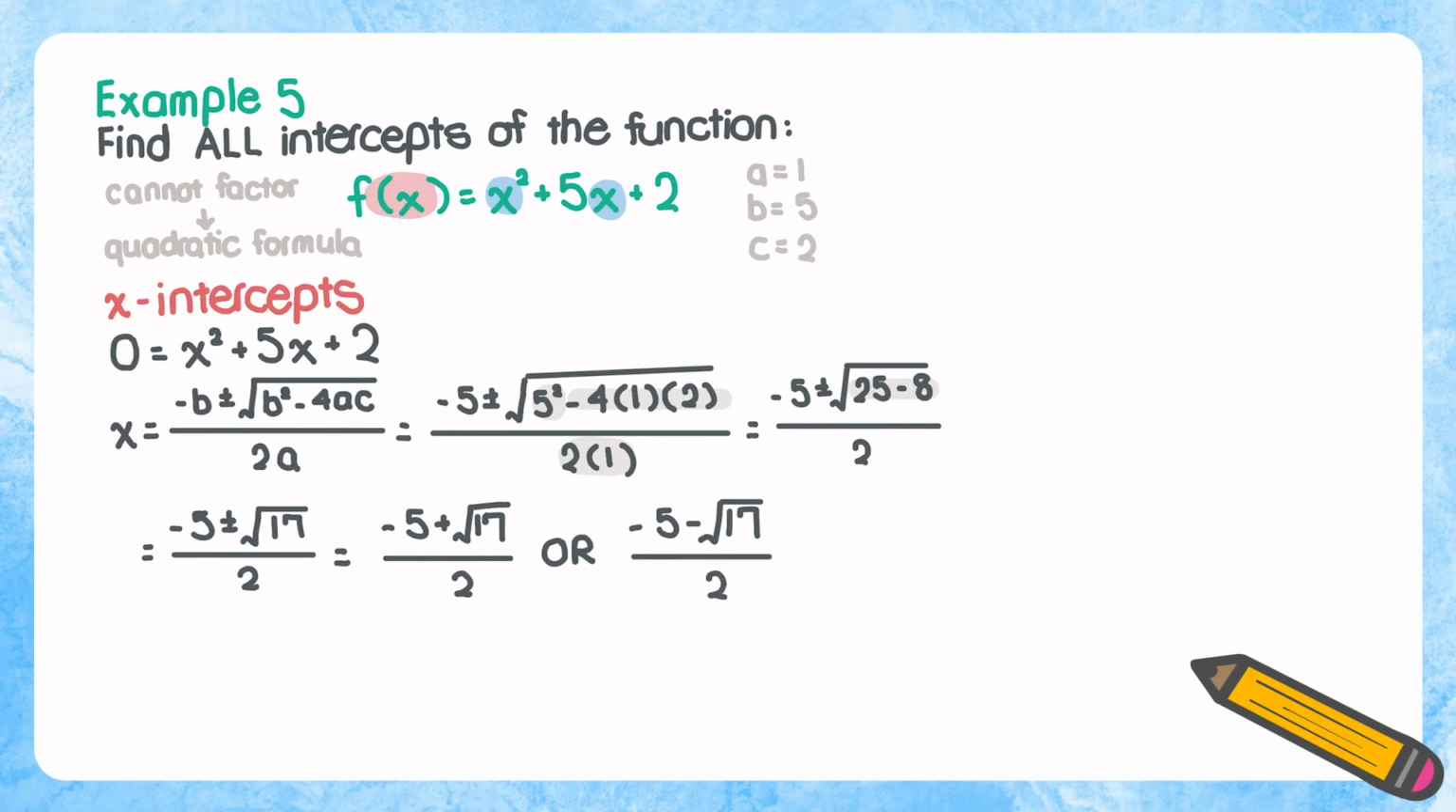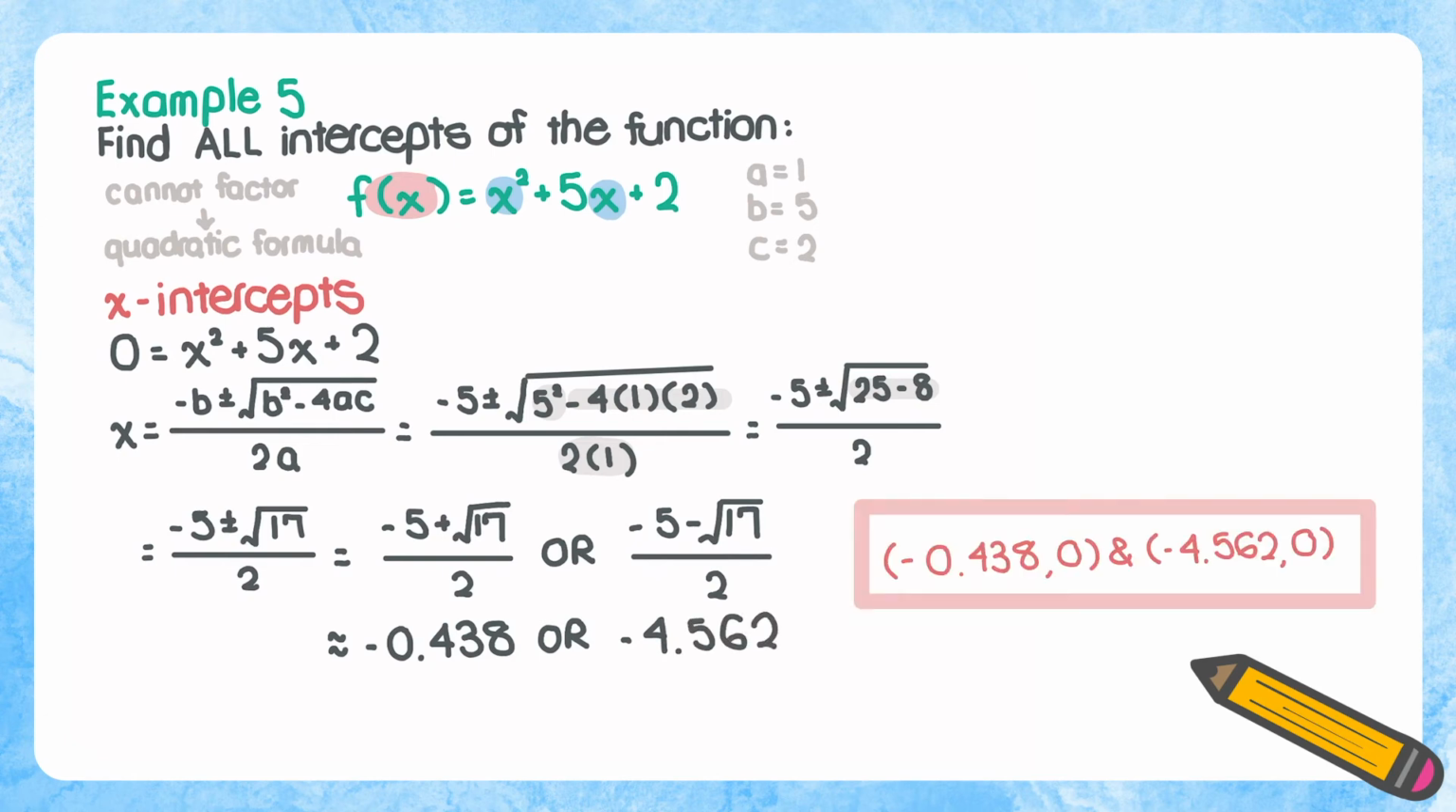And you can use a calculator to find this. They're going to be approximate values. So x either equals negative 0.438, or the other solution is negative 4.562. So we have two x-intercepts, one at negative 0.438, comma 0, and then another one at negative 4.562, comma 0. So let's take a look at this graph.